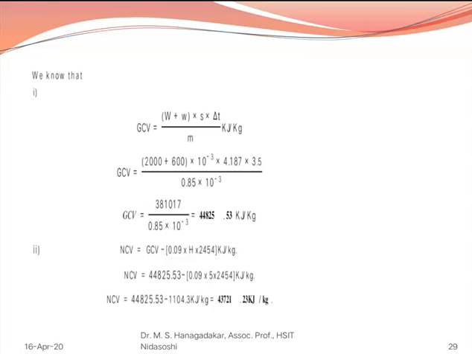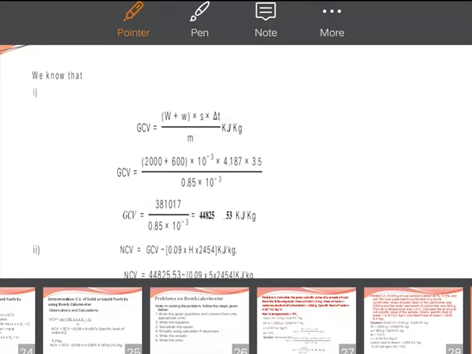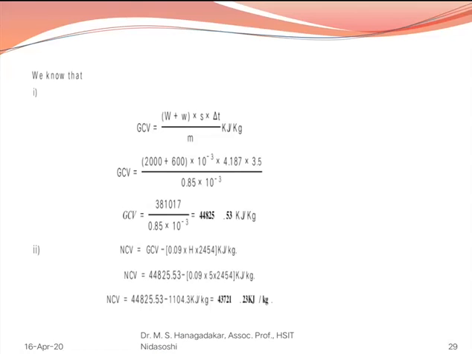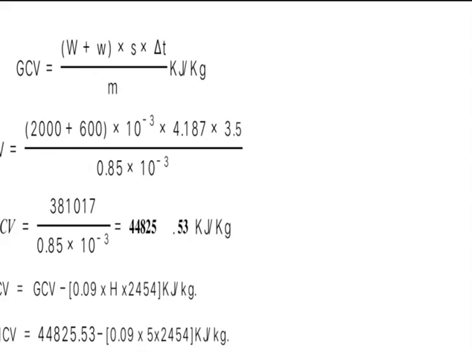Substitute these values in equation number 1. Step number 1: we know GCV is equal to (capital W plus small w) multiplied by specific heat into change in temperature delta T divided by small m, expressed in terms of kilojoules per kg. Then substituting the values in the above equation, we can write (2000 plus 600) multiplied by 10 raised to minus 3 into 4.187 into 3.5, this whole divided by 0.85 into 10 raised to minus 3. Then after simplification, the answer becomes 44,825.53 kilojoules per kg.